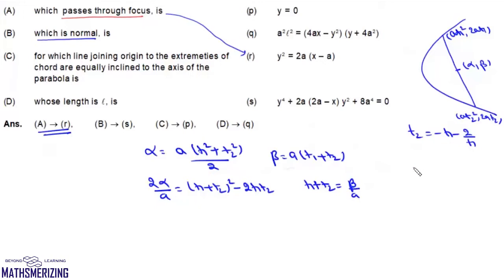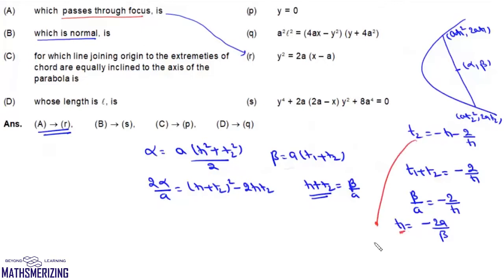Now from here we can also write t1 plus t2 as minus 2 upon t1. So we'll replace the value of t1 plus t2, then we can write beta upon a is minus 2 upon t1. So basically t1 will be minus 2a upon beta. Now once we have t1, we can also find t1 t2. So we can write t1 t2 as minus t1 square minus 2. So it'll be minus, and then 4a square upon beta square, minus 2.